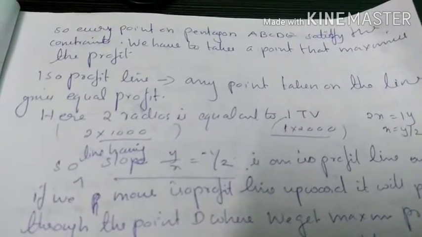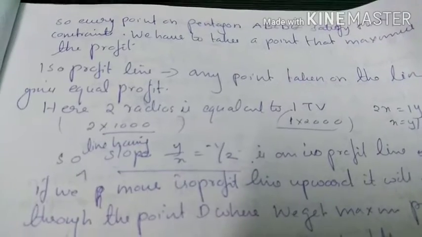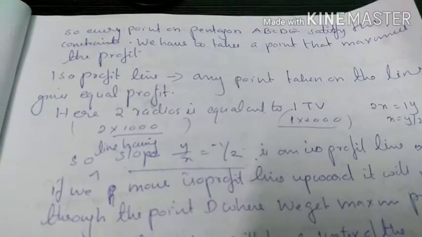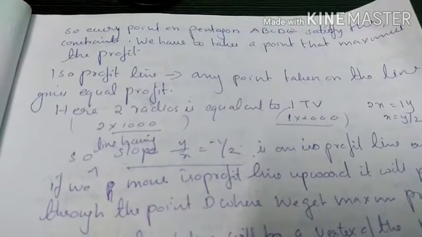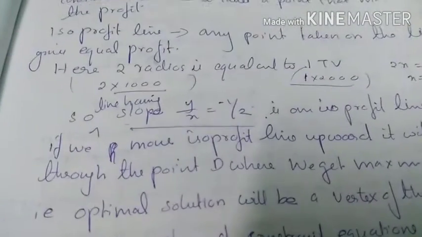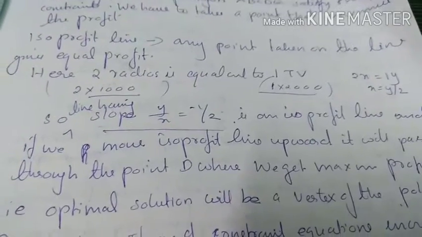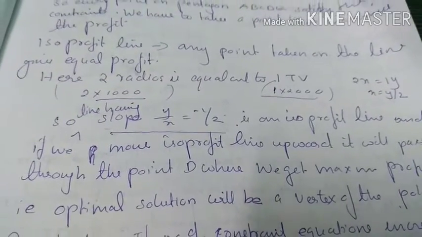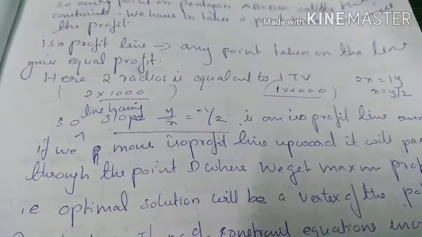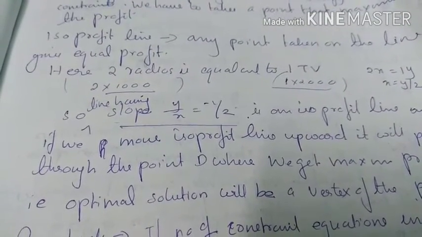So every point on pentagon ABCD satisfies a constraint. We have to take a point that maximizes the profit. An isoprofit line is any line on which every point gives equal profit. Here we have to find the isoprofit line. Now we can check how we can find this isoprofit line. For that we have to find the slope of the isoprofit line, and we can draw it on this graph.